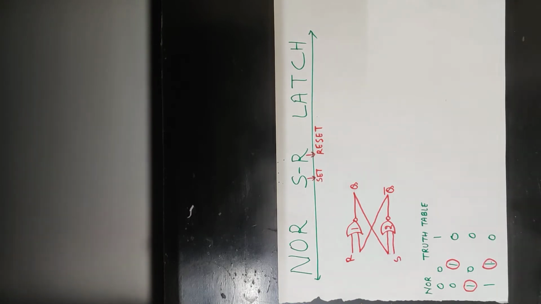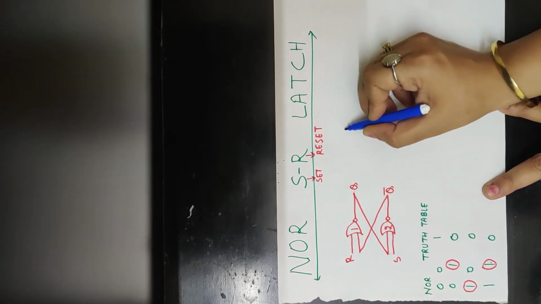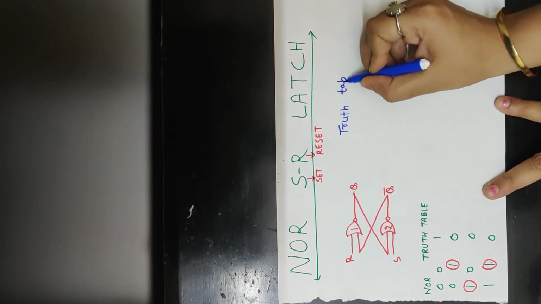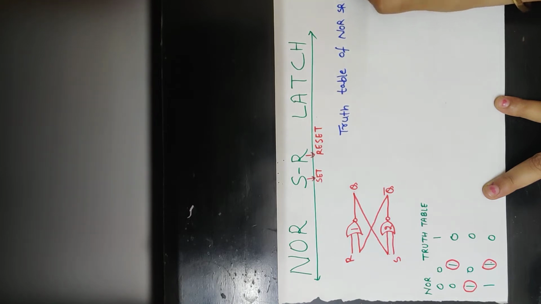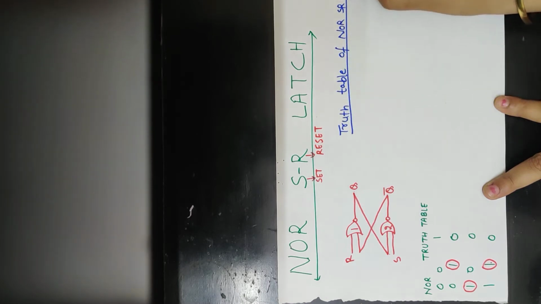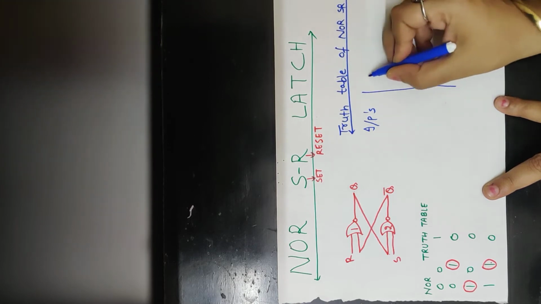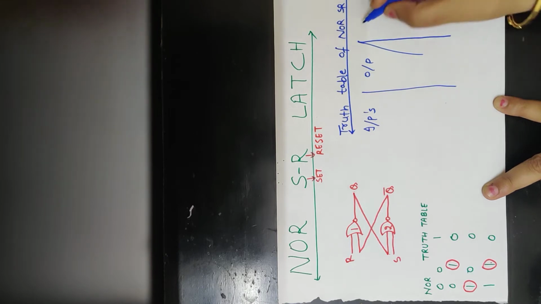Now we will understand the working of this latch with the help of the truth table. We always understand the working of the latch or the flip-flop with the help of the truth table only. So we have to construct the truth table to understand the working of this latch. Truth table is nothing but the relation between the input and the output. So we are taking the inputs, the output, and the action of the flip-flop. Clear?